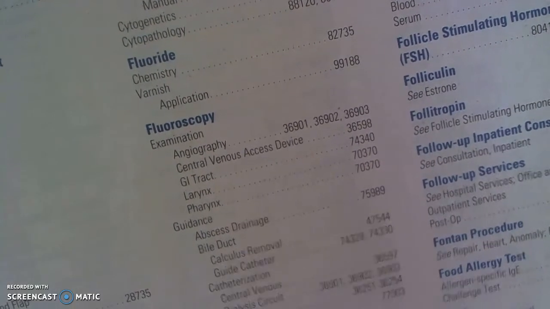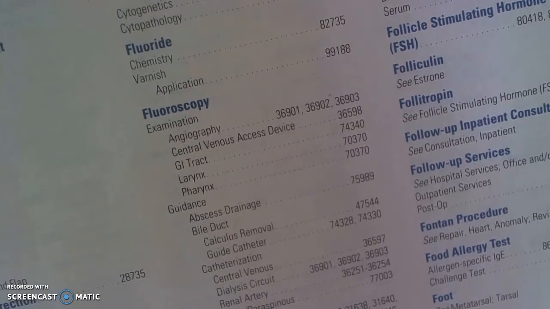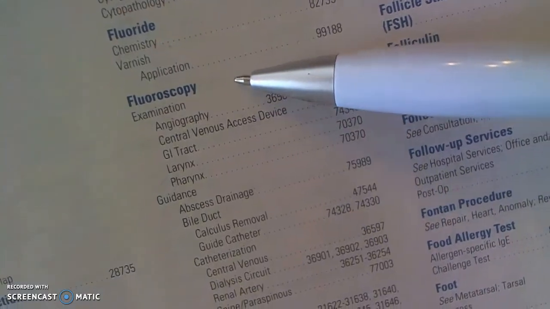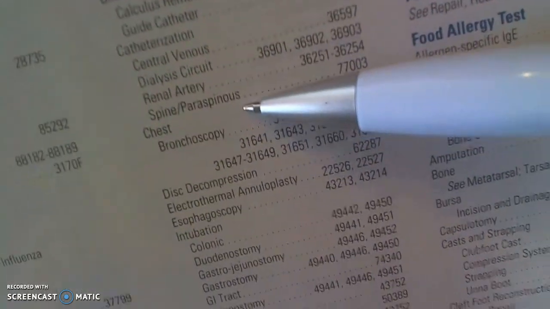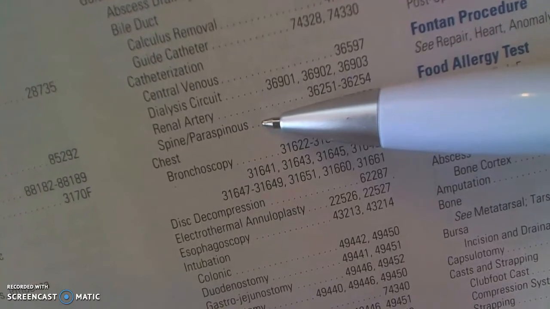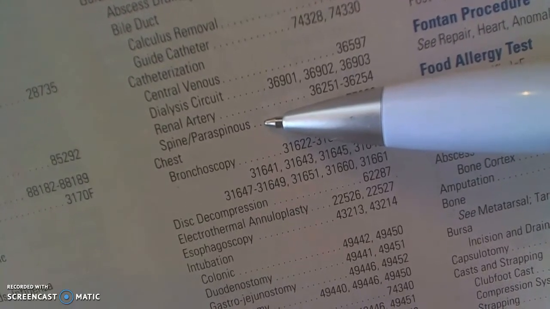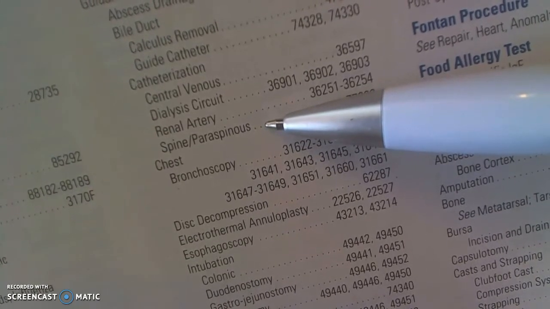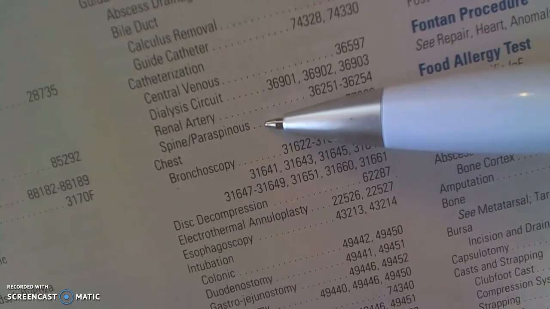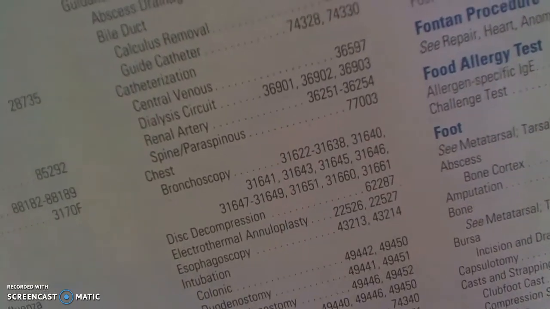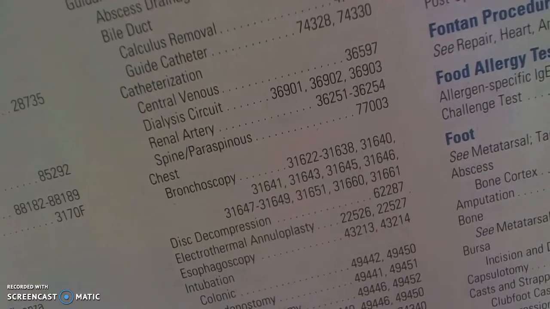Okay, so I can go to the index, find fluoroscopy. As you can see, I'm on it right now. Under that, I am looking for spine and paraspinous, because remember the SIJ is a bone. A sacroiliac joint injection is within the spine of the lumbar vertebrae, right below that, next to the hip joint. And the code says 77003, so now my next step is to go to the tabular list.